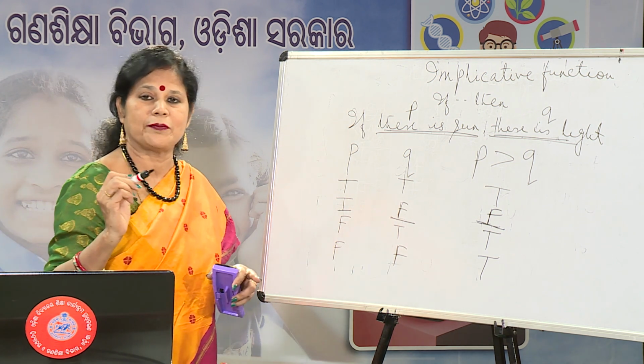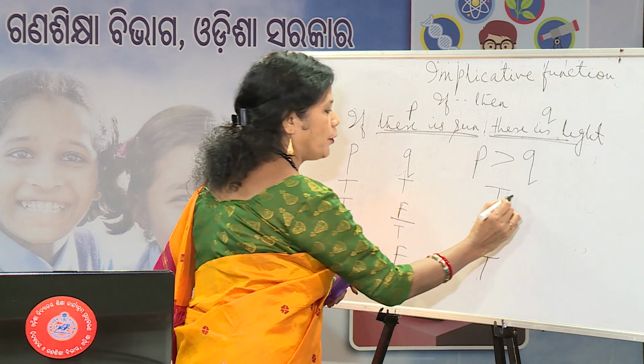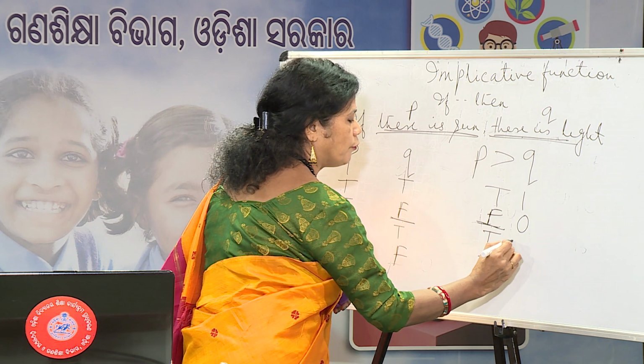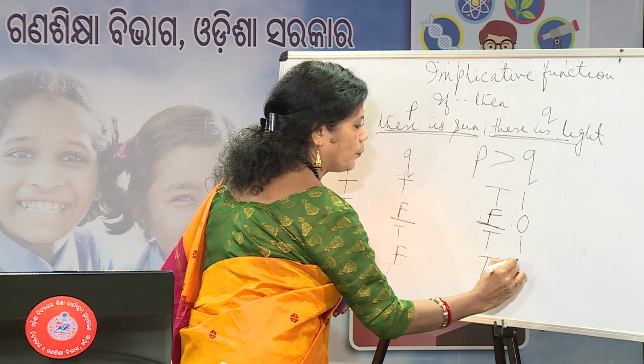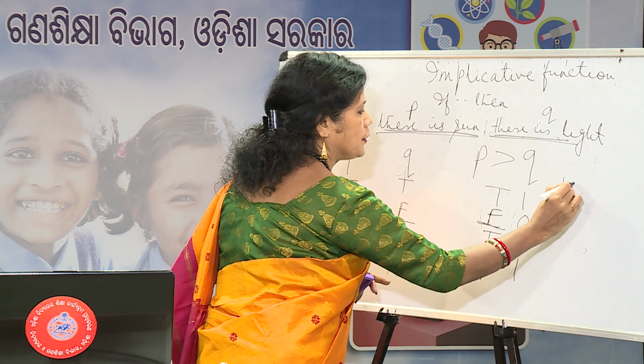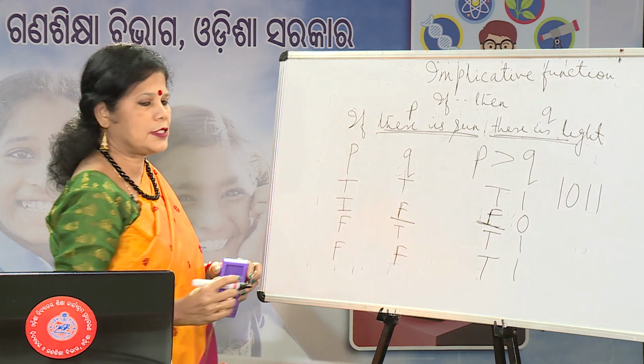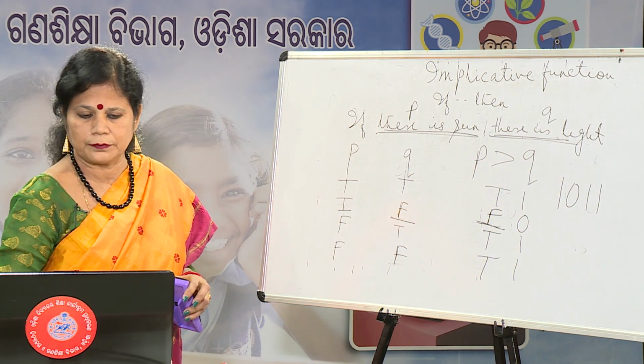Now what is the matrix number of this? For T we write 1, for F we write 0, for T we write 1, 1. So matrix number is 1, 0, 1, 1. Okay. So this is your implicative function.